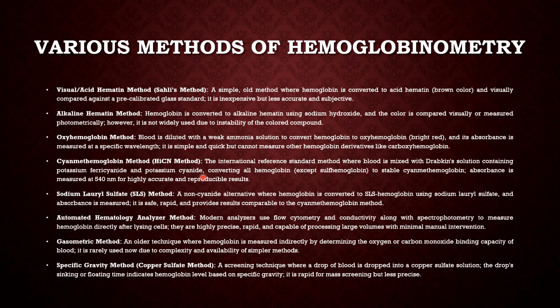So if we want to avoid the involvement of poison or the cyanide part, then we can go for the SLS method, or sodium lauryl sulfate method. This is called a non-cyanide alternative where hemoglobin is converted to SLS hemoglobin using sodium lauryl sulfate, and absorbance is measured. It is safe, rapid, that is the main thing, and provides results comparable to the cyanmethemoglobin method. So the cyanmethemoglobin method is the best one. But if we want to avoid the cyanide and ferricyanide poison, then we can adopt the SLS method, or sodium lauryl sulfate method.